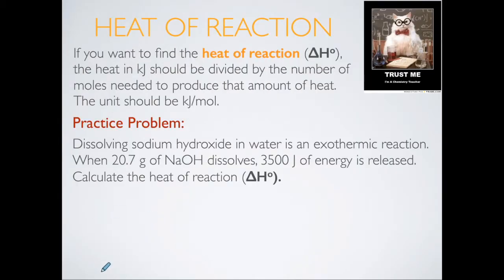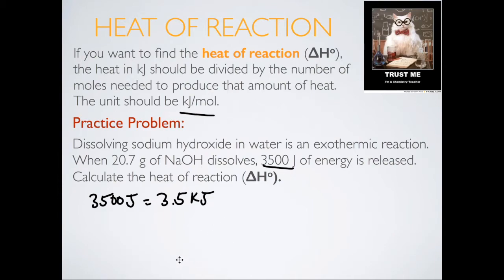All right, for our next problem, we're trying to find the standard heat of reaction, which is represented by delta H with this little degree symbol here. The units here are going to be kilojoules per mole. Now, normally I would still use the Q equals mc delta T, but here I was actually already given my joules. So all I have to do is convert that to kilojoules. So 3,500 joules divided by 1,000, that's going to be 3.5 kilojoules.